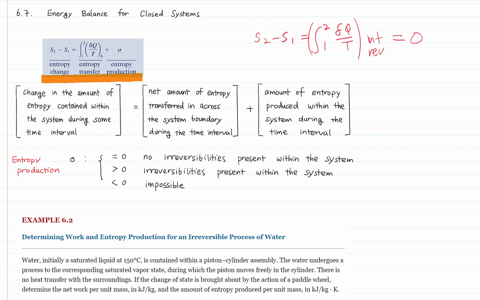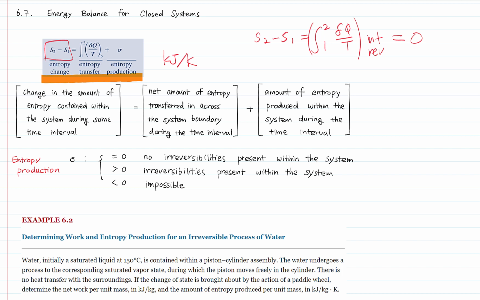And this equation is called closed system entropy balance. And the unit of these terms is kilojoule per Kelvin. And this equation enables us to quantify the entropy production within the system. The first term, S2 minus S1, represents the entropy change between the two states. Entropy is a property. It is a point function.